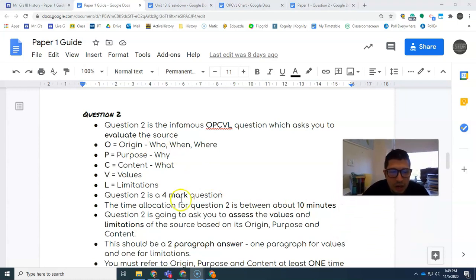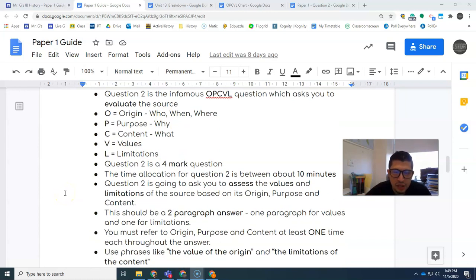I'm going to move my camera here. All right. Question 2 is worth 4 marks. Okay, this is a 4-mark question. The time allocated is about 10 to 15 minutes. We can worry about the times later. Don't worry about those yet. You are going to be asked to assess the values and limitations based on the origin, purpose, and content of the source. So what does that mean?